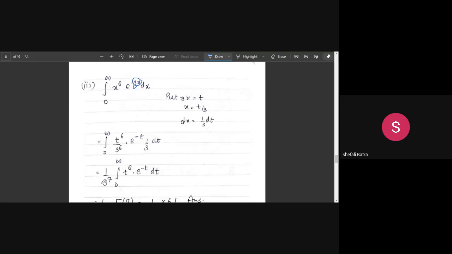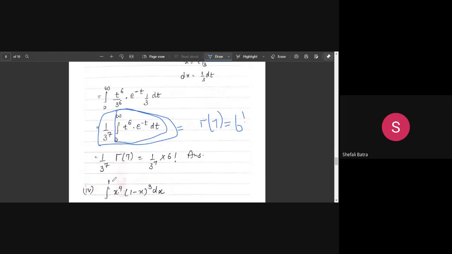So convert this integral in terms of t. After simplification, you will be at this step. So now, what is the value of this integral, 0 to infinity t power 6 into e raised to power minus t dt? That is equal to what? Gamma 7. 6 plus 1, gamma 7, and that is equal to 6 factorial. So the answer would be 6 factorial upon 3 power 7, that is, 1 upon 3 power 7 into 6 factorial.